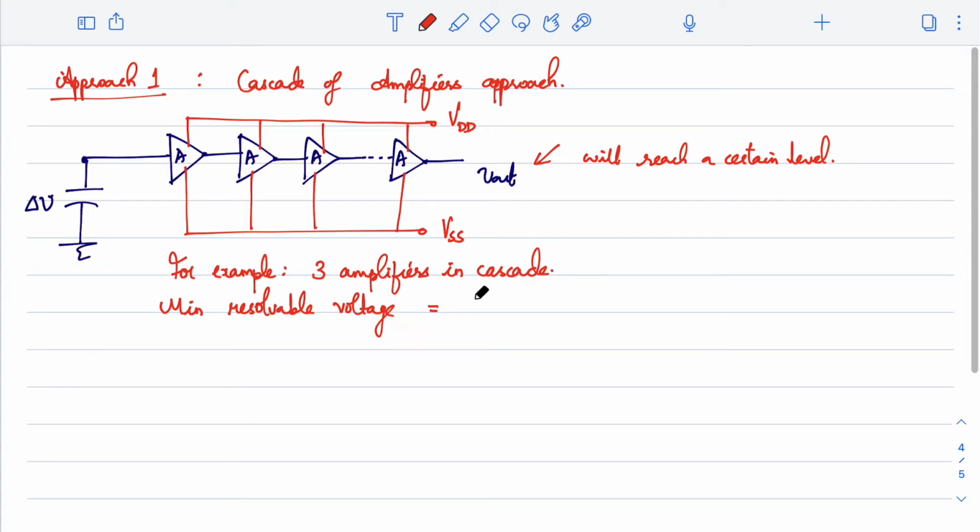The supply rails, the maximum possibility is VDD minus VSS. In this case VSS is negative. So the minimum resolvable voltage will be the entire supply voltage range divided by, if I am using three stages of amplifiers, three stages of gain, say for example A cubed, right? So this is the smallest resolvable value. Are you guys with me? Can I get some response in the chat?